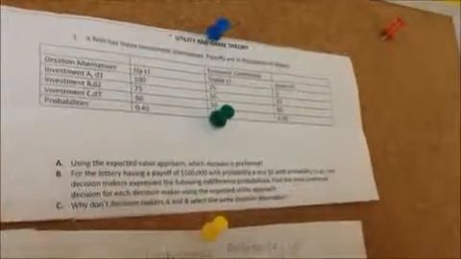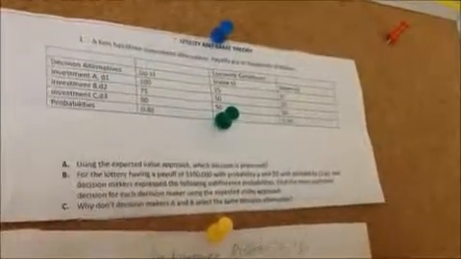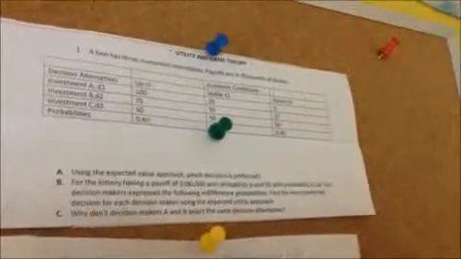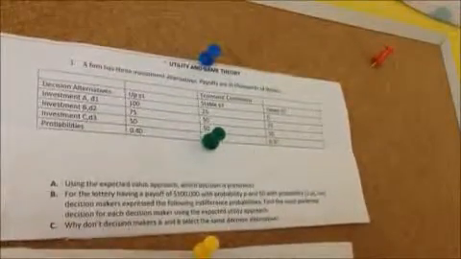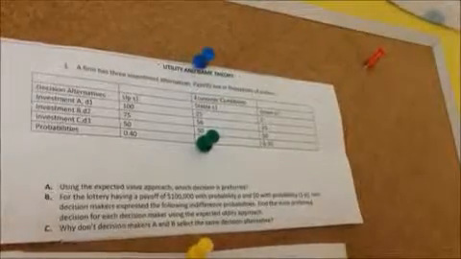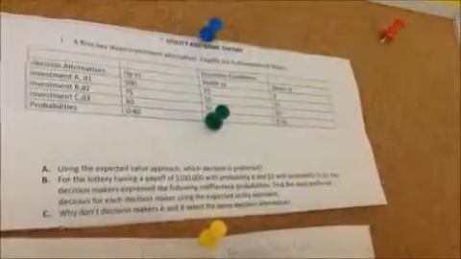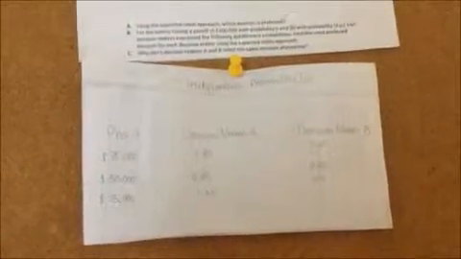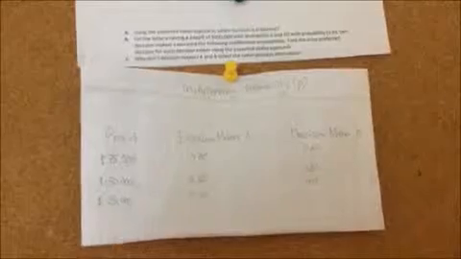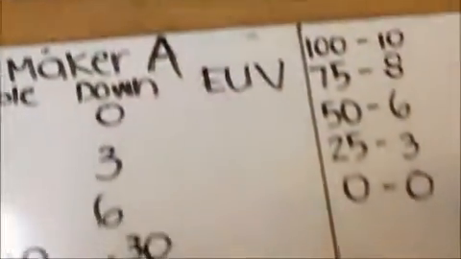On letter B, for the lottery having a payoff of $100,000 with probability P, and 0 with probability 1 minus P, two decision makers express the following indifference probabilities. Find the most preferred decision for each decision maker using the expected utility approach. For B, to do the expected utility approach, we have to multiply 10 to each indifference probability in the table. So 10 is for the highest value and 0 is for the lowest value.